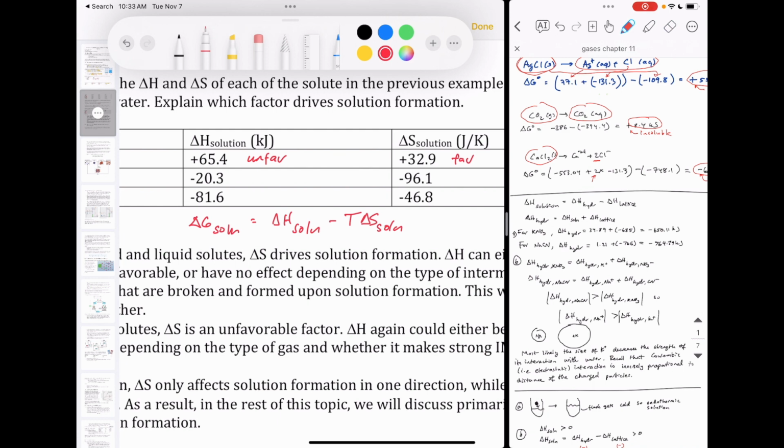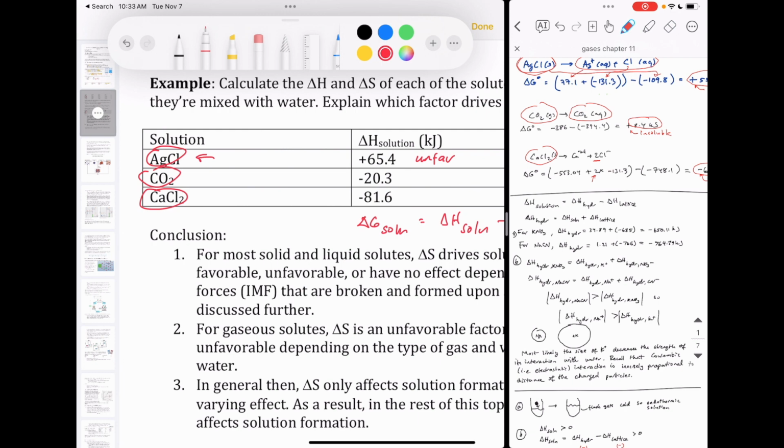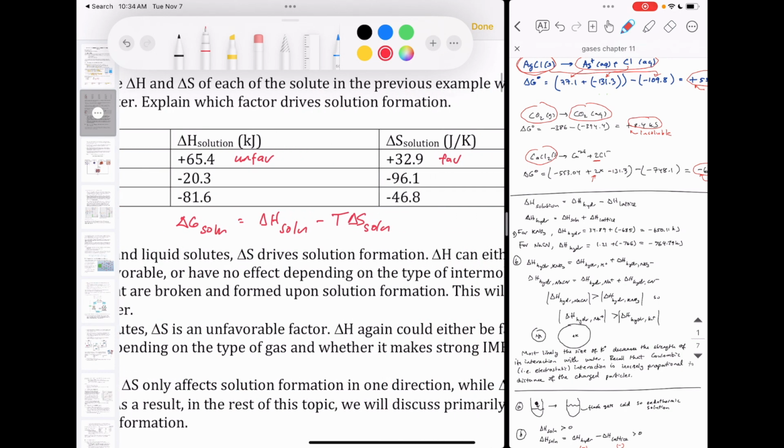So in this case, the reason why that particular solute is not dissolving is because it has a really unfavorable delta H. Delta H, as we'll talk about some more later, is a measure of the intermolecular interactions between your solute and your solvent and how much of it needs to be broken, how much of it needs to be reformed. So clearly that process in this case is not favorable. The delta S though is favorable.